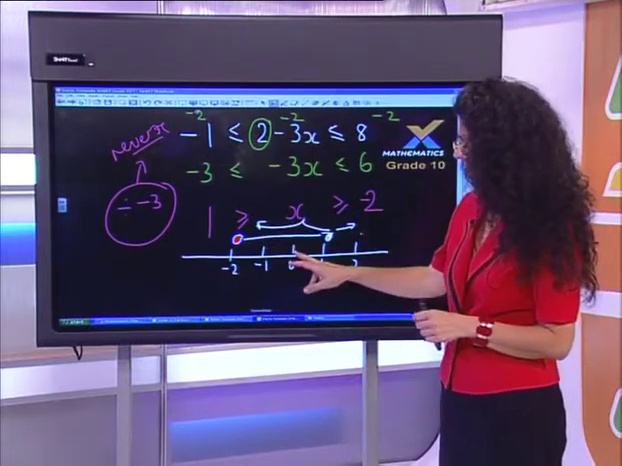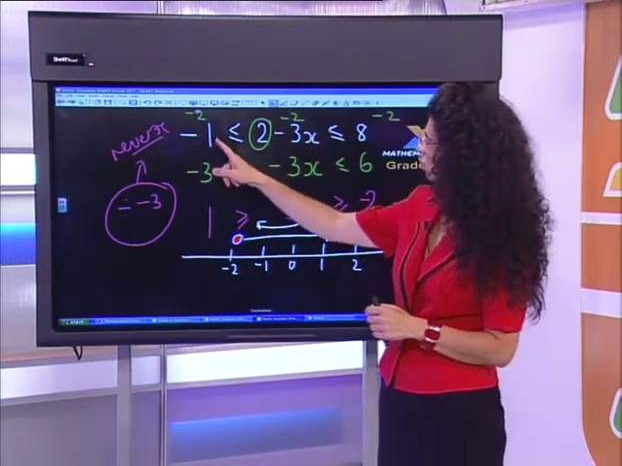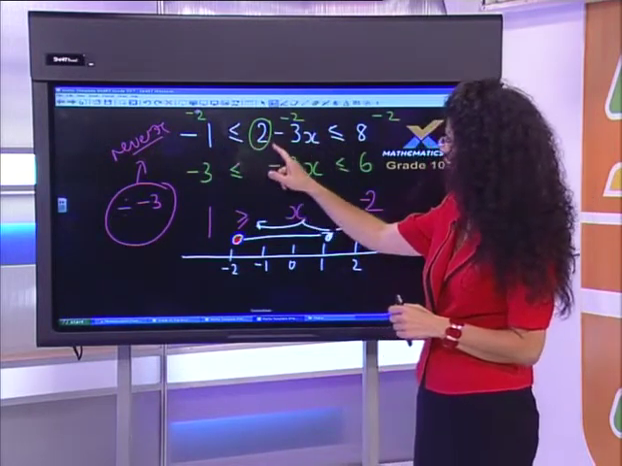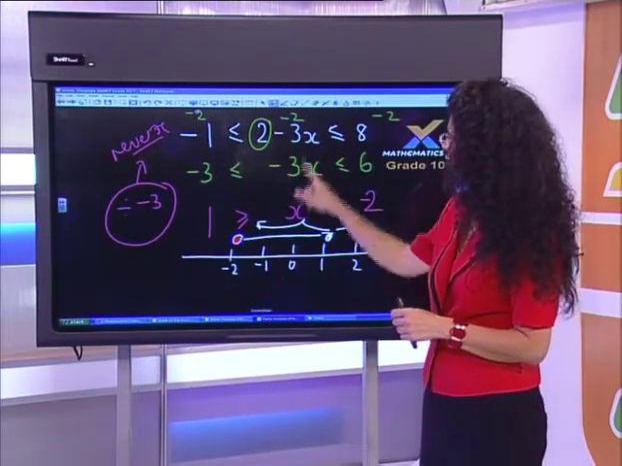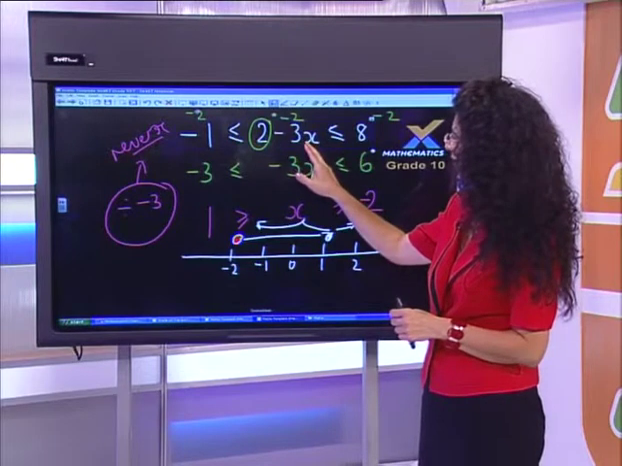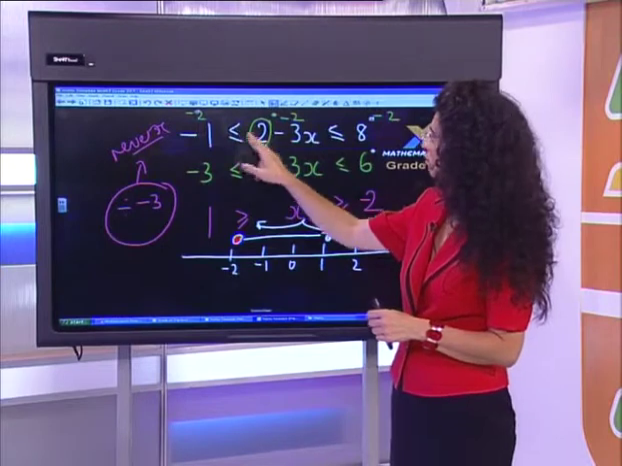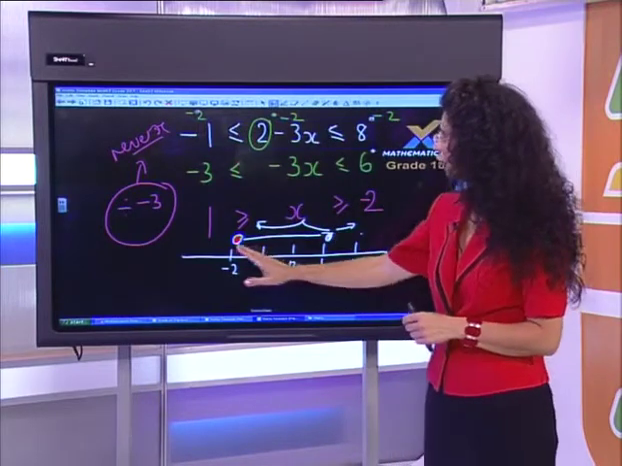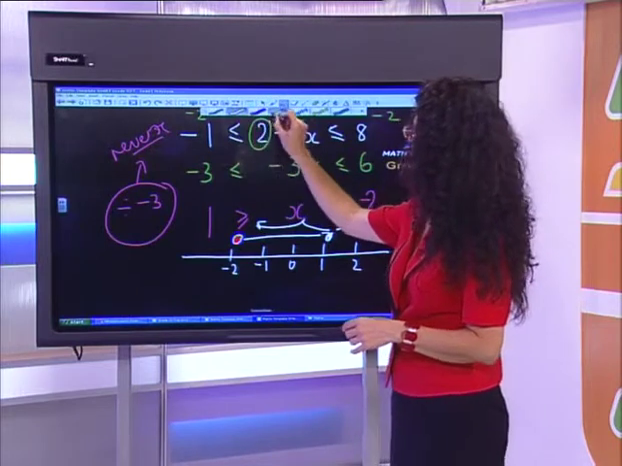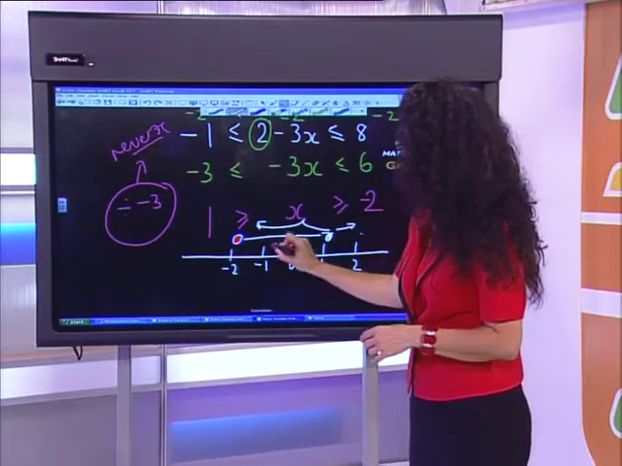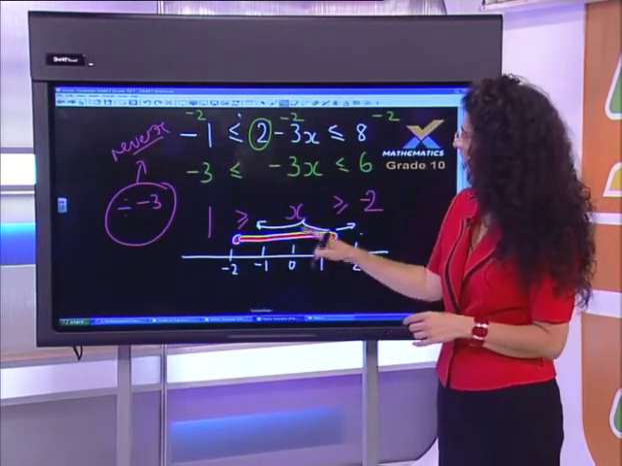Now let's try a 0, for example. If we tried 0 in here, we would get that -1 is smaller than 2, which is true, which is smaller than 8, which is true. If we tried a -1 in here, -3 times -1 would be a 3, plus 2 is a 5. So we get -1 is smaller than 5, which is smaller than 8. So you could test all these values between -2 and 1, and they would match that.